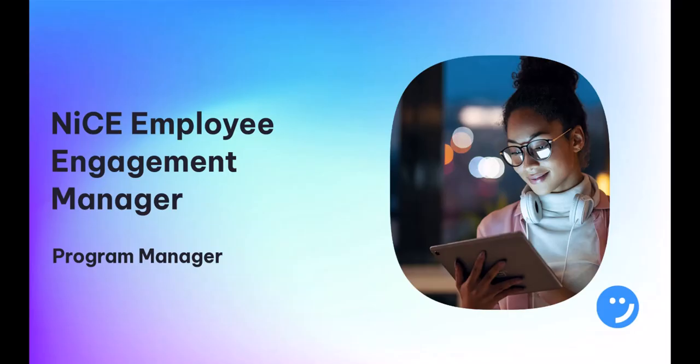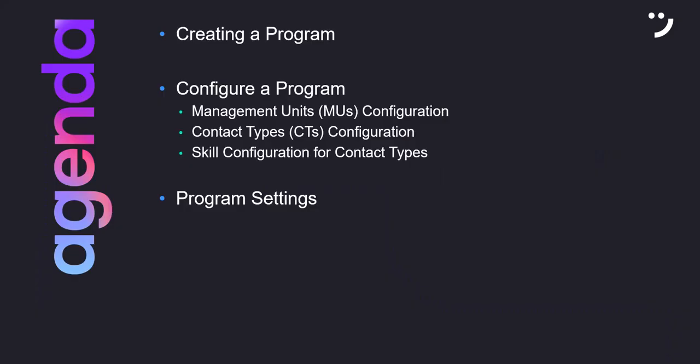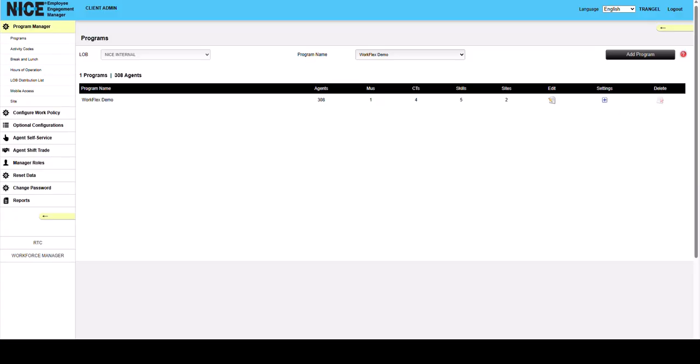So let's go ahead and review the agenda items that we're going to cover in today's training. We will touch on creating a program, how to configure a program alongside management unit configuration, contact type configuration, and skill configuration for contact types. And lastly, we will touch on program settings. So let's go ahead and dive right into it.